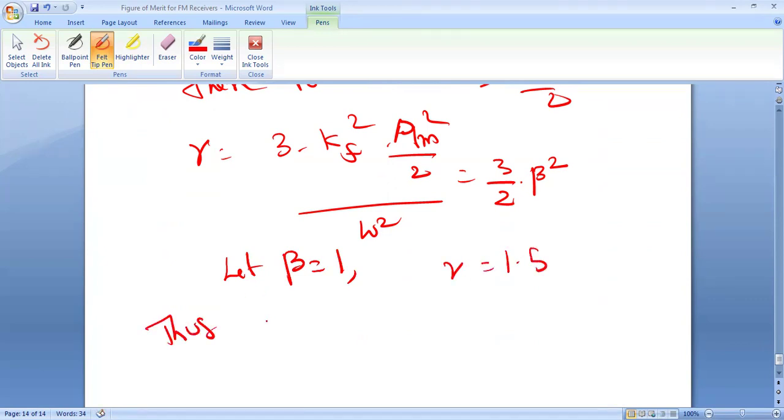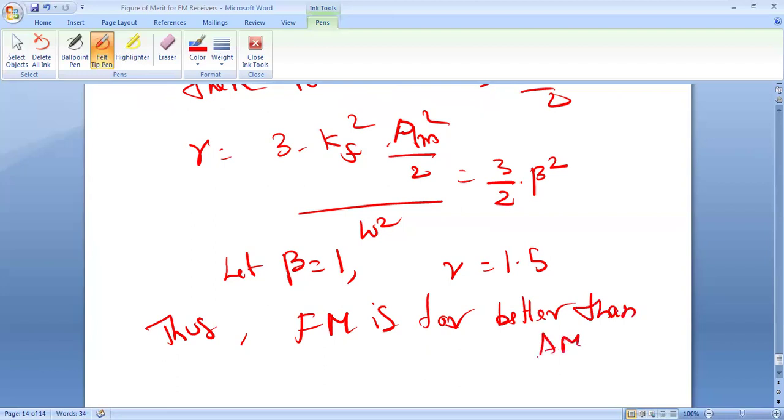Thus, we can say that FM is far better than AM. Why so? The figure of merit for AM is less than 1. The figure of merit for FM is greater than 1, even for the worst case, that is beta equals 1. However, for wideband FM, the beta value is much larger, so automatically the figure of merit is more. So this is a quantitative conclusion of the superiority of FM over AM. FM is always better than AM in terms of noise performance.